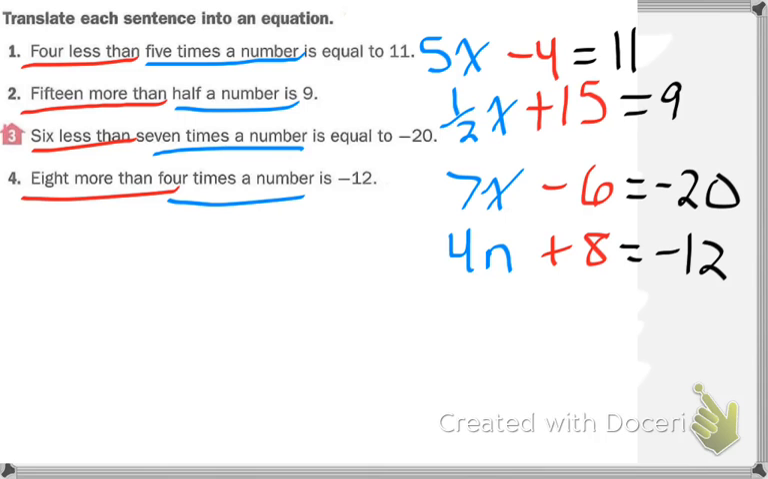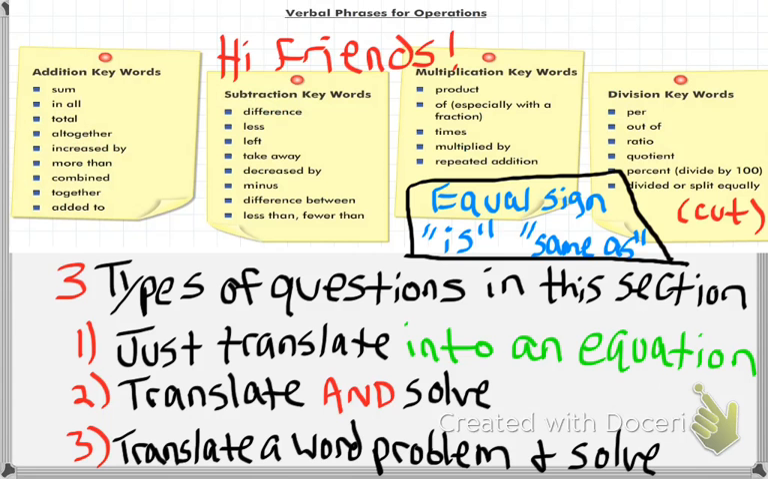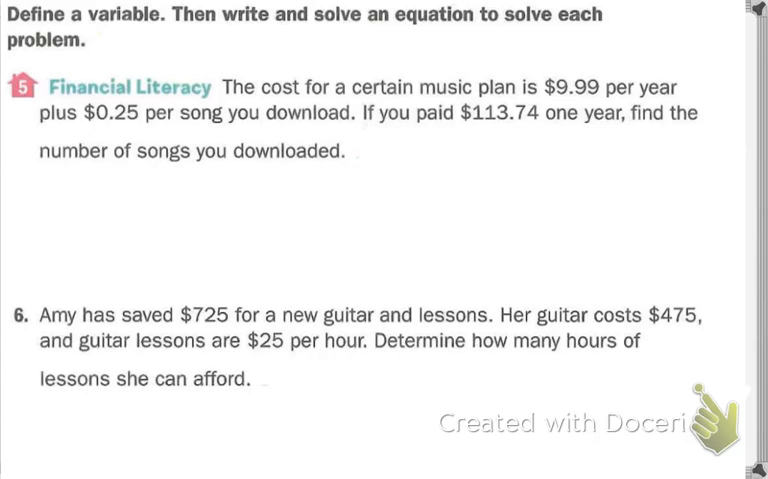Remember, words like quotient mean divide, words like difference mean subtract, so make sure you keep track of those common words that we had from this list. Now we're going to translate and solve. Our instructions say define a variable, then write and solve an equation for each question. That means there's 3 pieces. You first have to define your variable, write an equation, and solve it. And make sure your answer is in complete context of the question.